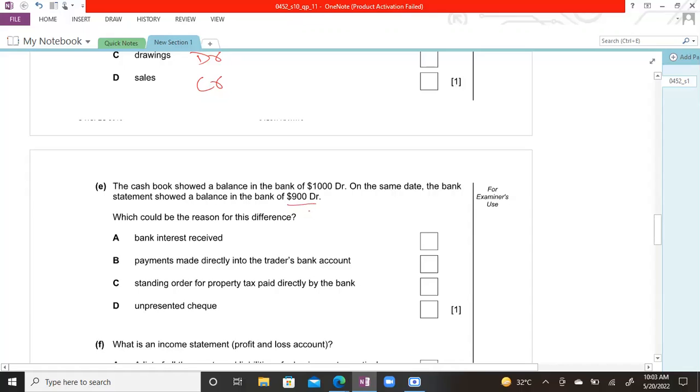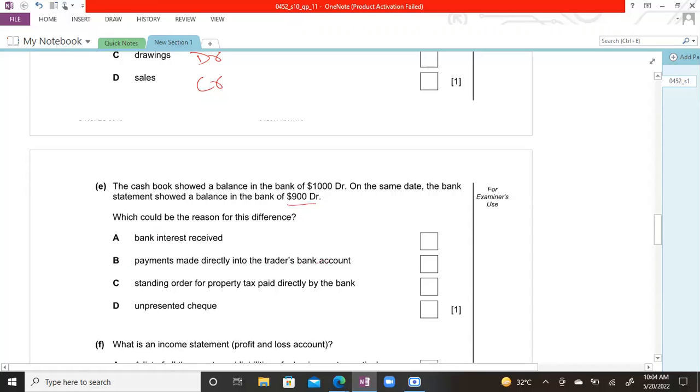So from the bank point of view, the business has to pay the amount to the bank. Now let's see what is the reason for this. Bank interest received: if we have received the bank interest, our debit balance would have increased. So it cannot be the answer, because here we have a debit balance. The business has to pay this amount to the bank, which is bank overdraft basically.